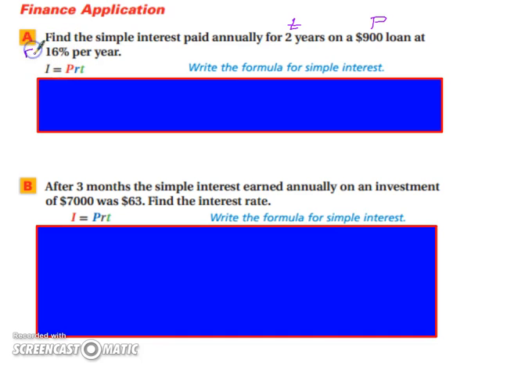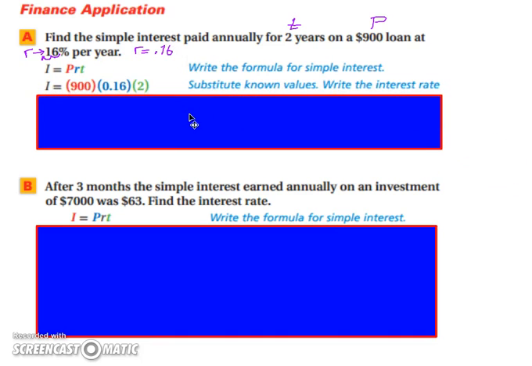And 16% per year, percent. That's your rate. Keep in mind you need to make that a decimal. So move your decimal 2 places to the left. So your rate is really 0.16. Okay, so let's fill in our formula. So we have I equals 900 times 0.16 times 2. So principal, rate, time, PRT.